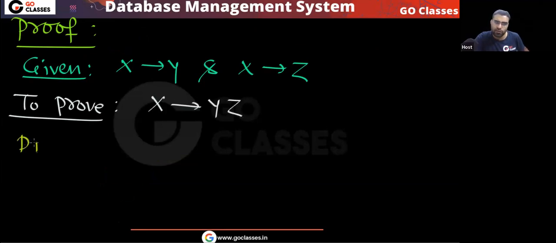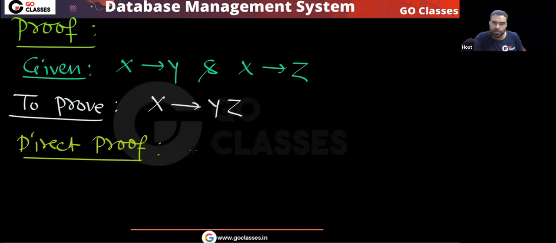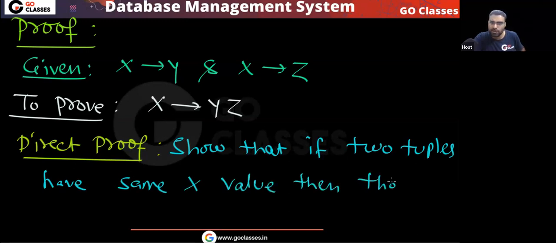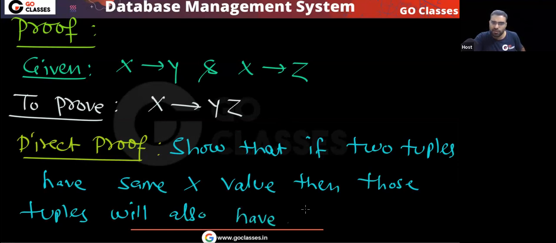If you want to prove it, you can apply the direct proof. What does this direct proof say? It says take two tuples with the same X value, and show that if two tuples have the same X value, then those tuples will also have the same YZ combination. Yes or no?